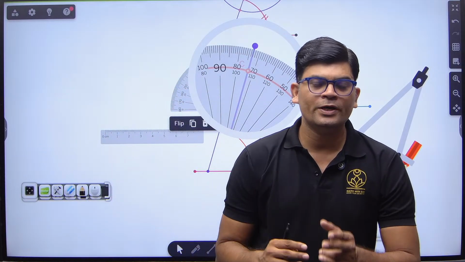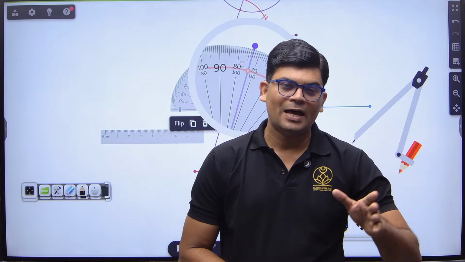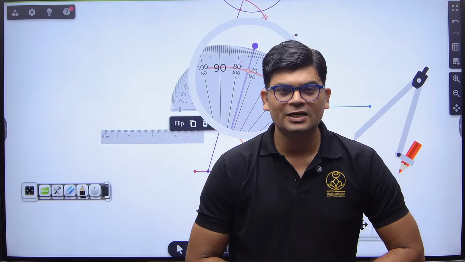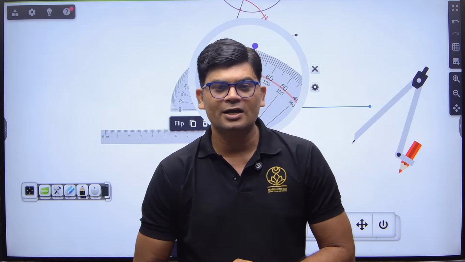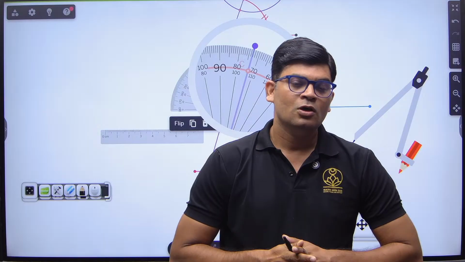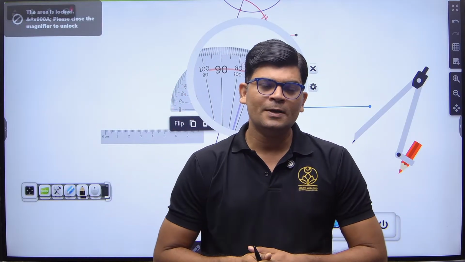So there are two ways to construct a parallel line from a point outside to a given line. So what is the first way? We can say it is make the alternate interior angles equal, or make the corresponding angles equal. These are the two theorems, one theorem and one axiom, which is used to construct a parallel line.